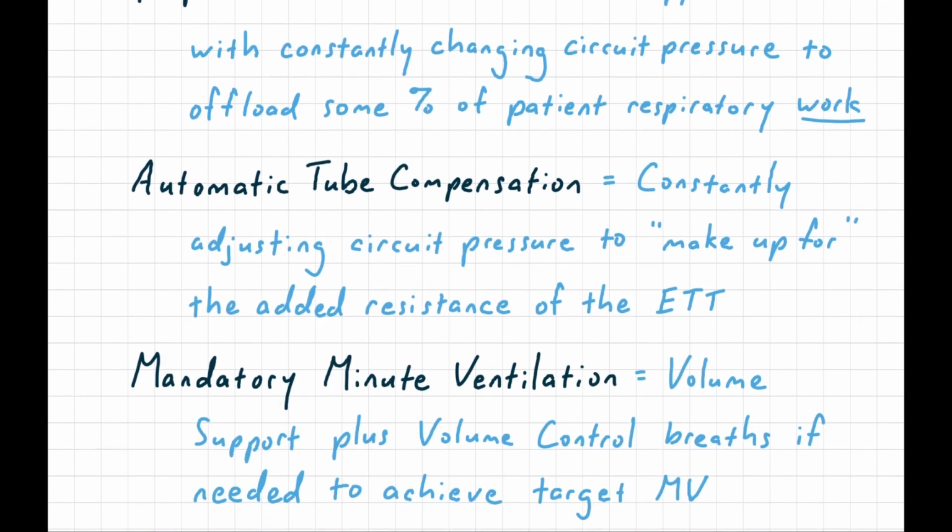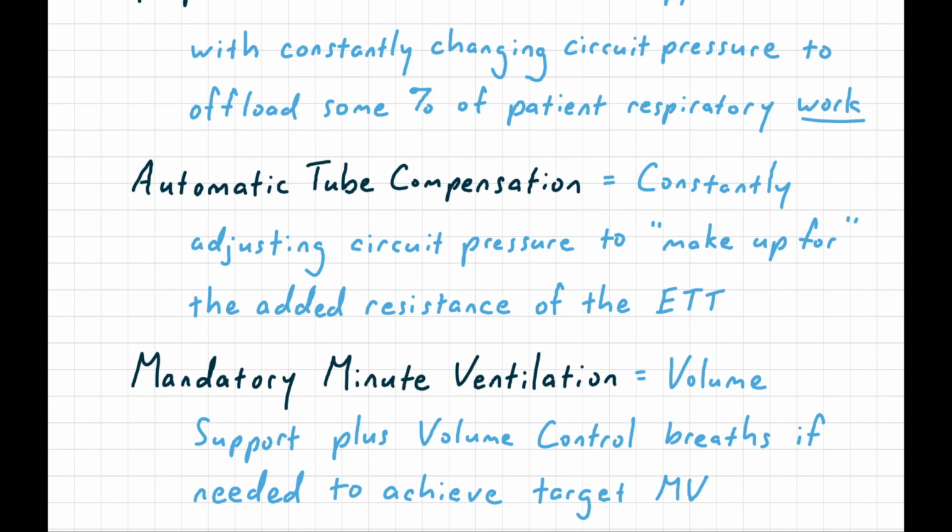We saw how automatic tube compensation calculates Ohm's law to compensate for the resistance added by the endotracheal tube or tracheostomy device. And we looked at mandatory minute ventilation, which is similar to volume support, but adds volume control breaths if the patient isn't getting their target minute ventilation.